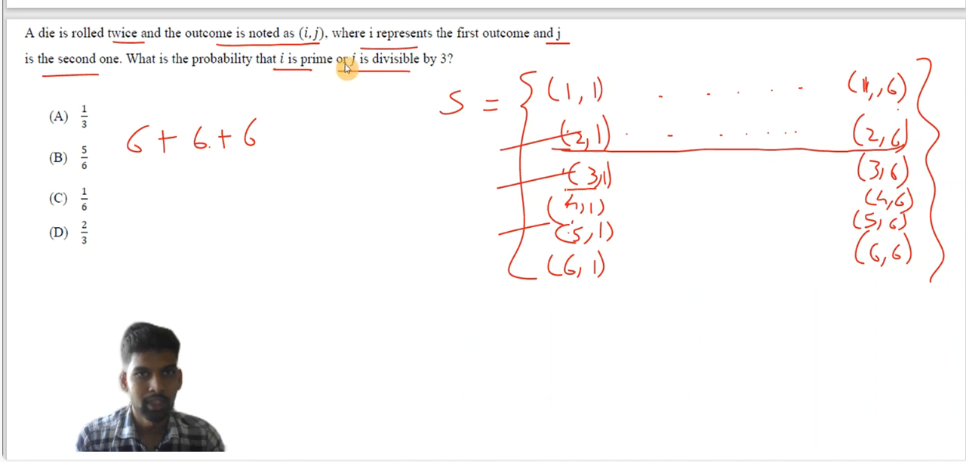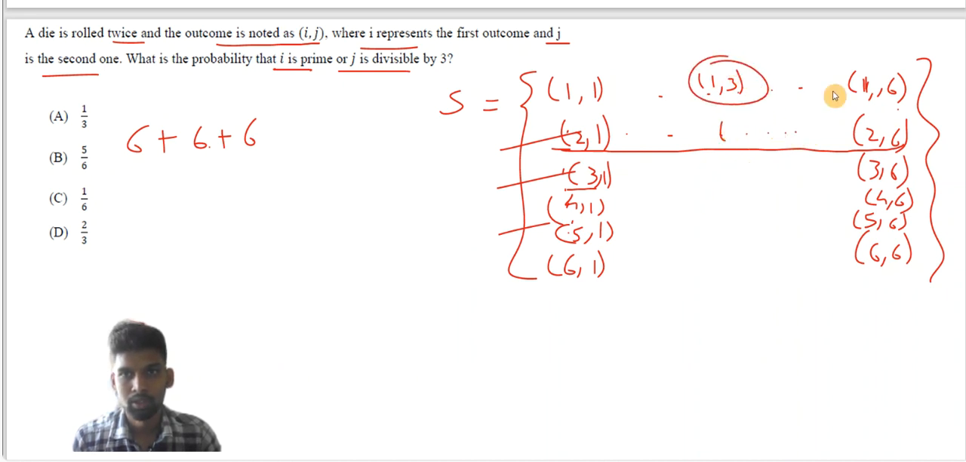And they are asking for the union, meaning the second condition we need to look at is j divisible by 3. For j to be divisible by 3, from the first row we have 1 comma 3 and 1 comma 6. Similarly 2 comma 3, 2 comma 6. So these 2 points from here. Similarly from 4. Similarly from 6.